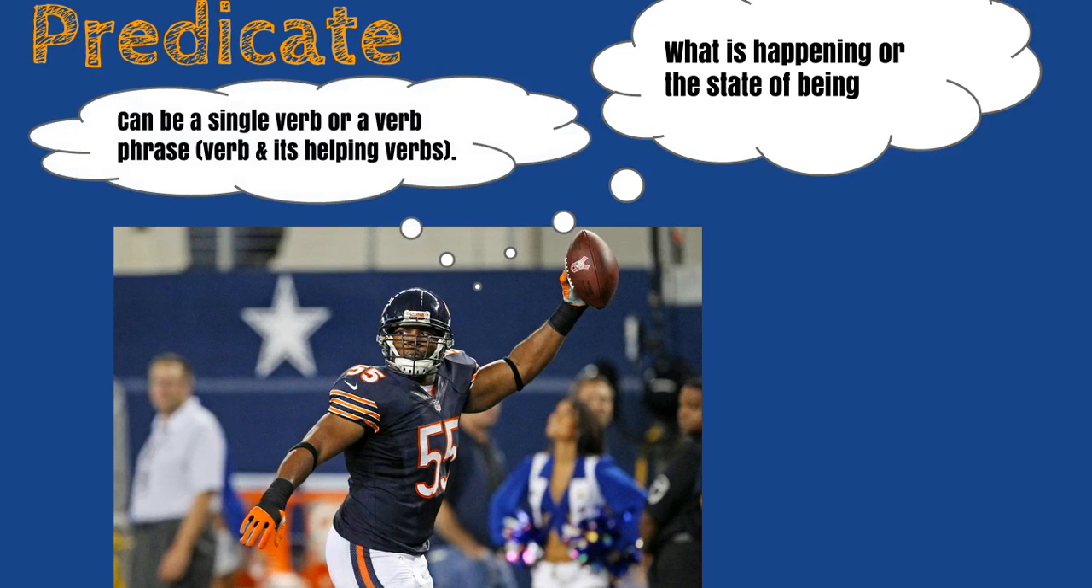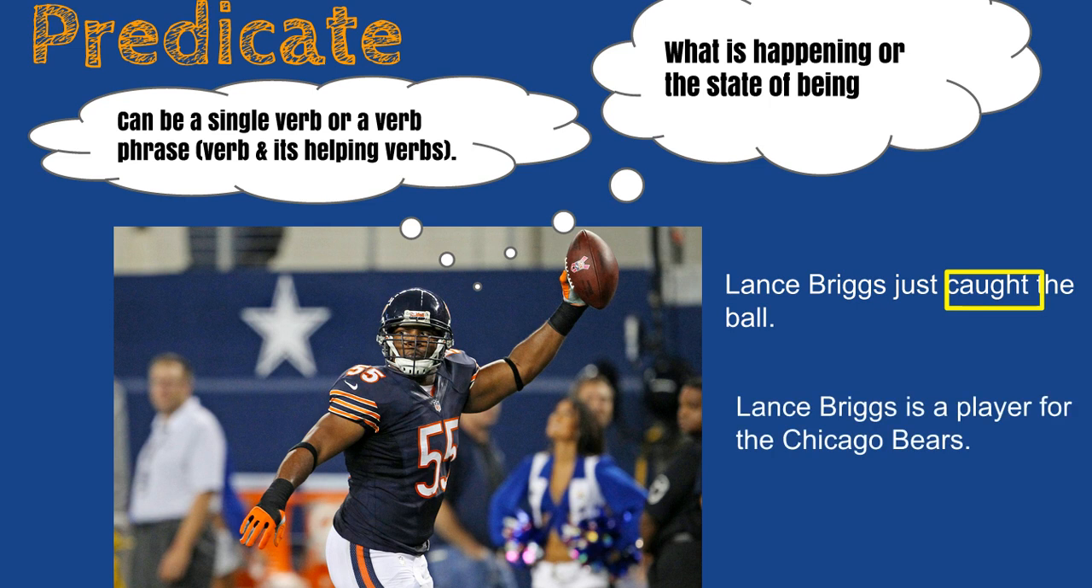A predicate can be a single verb or a verb phrase. So a verb and then its helping verbs. So it may not just be one word. You can't just look for that singular word. So for instance, Lance Briggs just caught the ball. Okay, my subject is Lance Briggs, and my verb is caught. Lance Briggs is a player for the Chicago Bears. Again, Lance Briggs is the subject, and my verb here is, and it's a state of being verb. So notice caught is an action verb, is a state of being. He just is. He is part of that team.